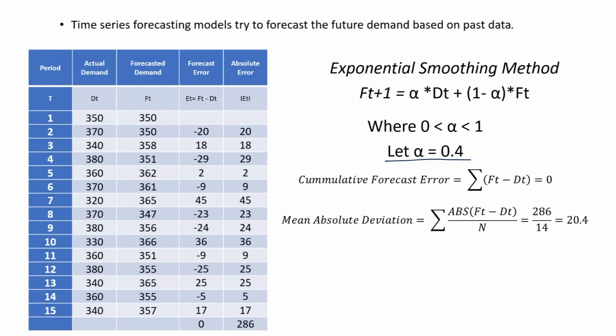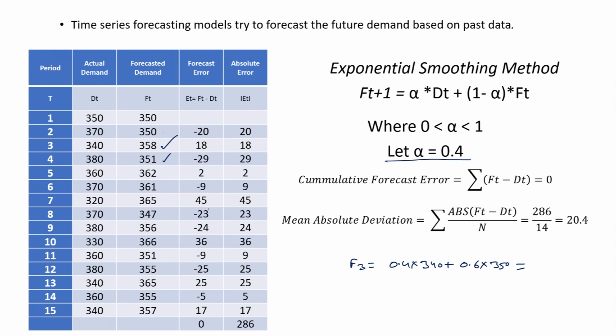So, my forecast is, as we have taken in the previous case, 350. Based on this, I have got 358. Forecast of the third period is equal to 0.4 into 340 plus 0.6 into 350. So, based on this I will get the forecast of my third period. Similarly, the forecast of the fourth period will come as 0.4 into 340 plus 0.6 into 358. Based on this I can find out the forecast of the various periods.